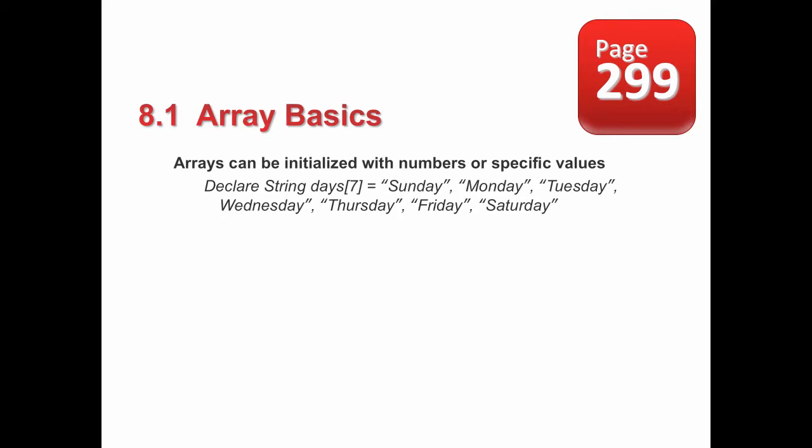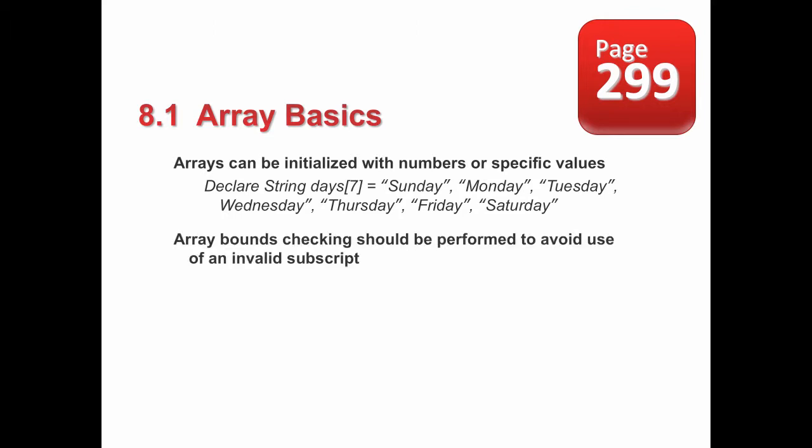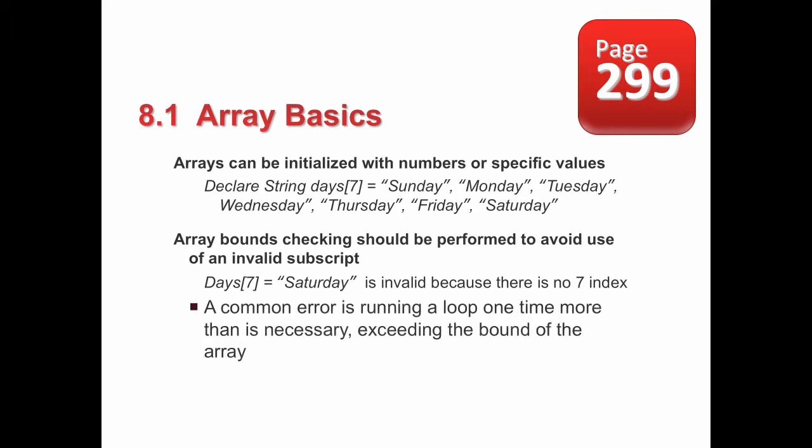Remember that we're starting with 0, so it's going to be 0 through 6 is our numbering system. One of the things you've got to watch out for is this thing called an off by 1 error in looping. That means if we say day 7 equals Saturday, the days array does contain 7 elements, but they are numbered 0 through 6. There's no such thing as days array element 7, so it's invalid.